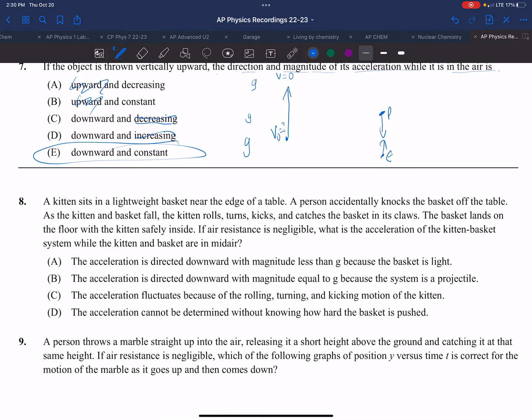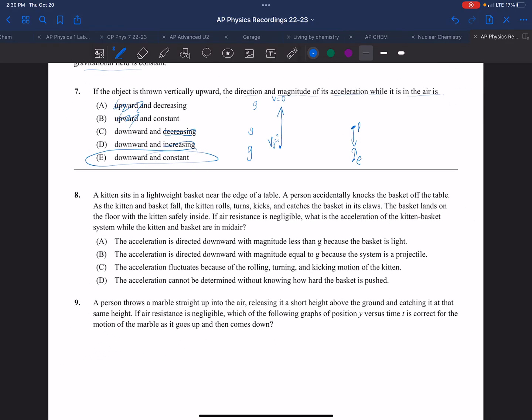Number 8, a kitten sits in a basket near the edge of a table, kicks the basket off the table. So when we look at this, we've got our categories. We've got the basket and we've got the kitten inside, like so. Someone kicks it, like so, to go off. So, oh, this is a horizontal projectile situation. That helps us to recognize that.